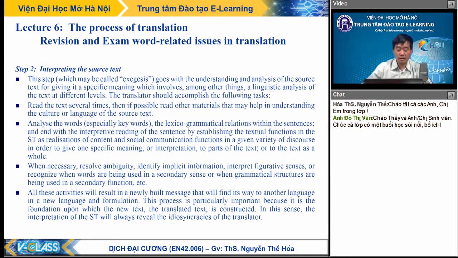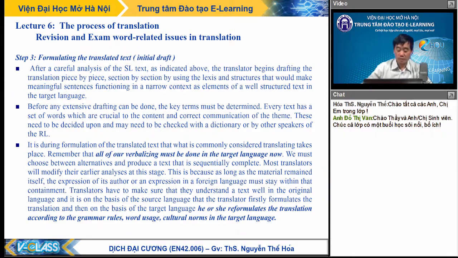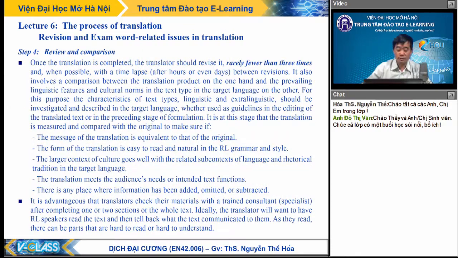The second step is interpreting the source text. In this step, we have to analyze the words and the grammatical structure. You have to find the ambiguity and try to identify the implicit information, I mean the hidden information. And step 3: we have to formulate the translated text. It means that you have to make the initial draft.